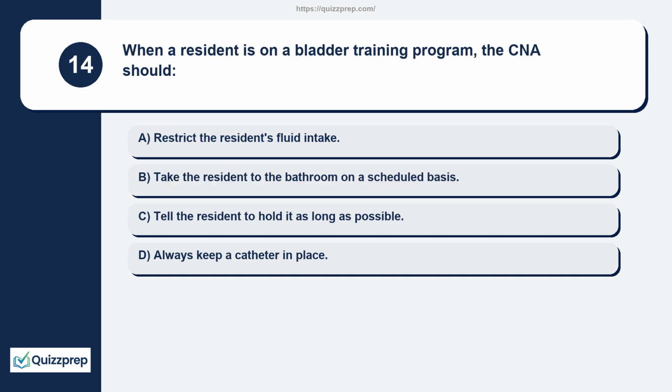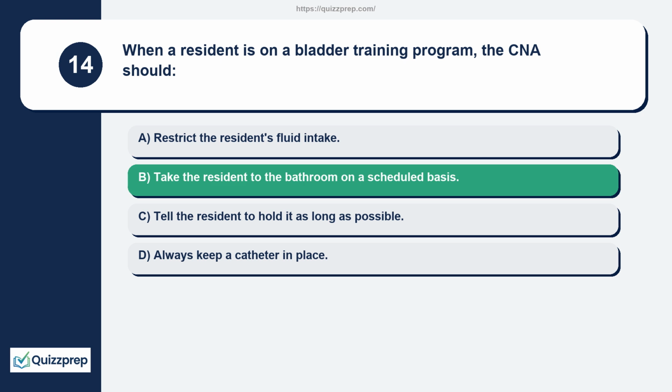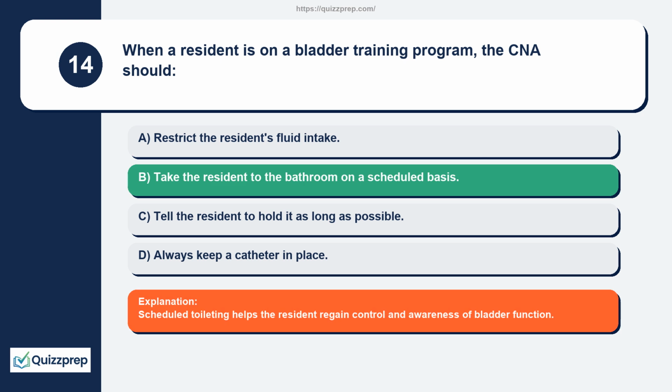Question 14. When a resident is on a bladder training program, the CNA should restrict the resident's fluid intake, take the resident to the bathroom on a scheduled basis, tell the resident to hold it as long as possible, always keep a catheter in place. Scheduled toileting helps the resident regain control and awareness of bladder function.